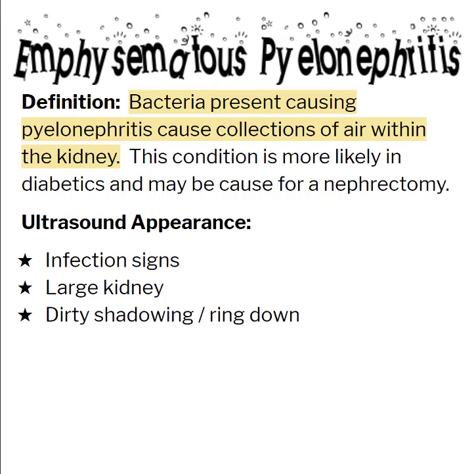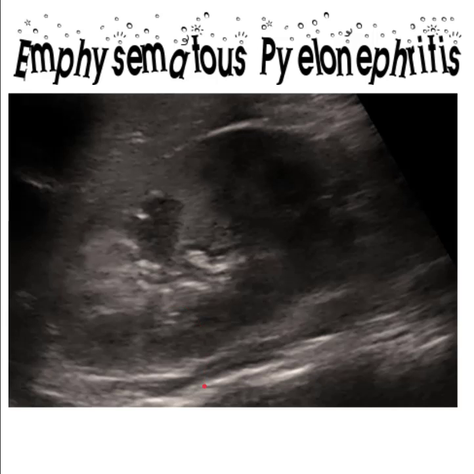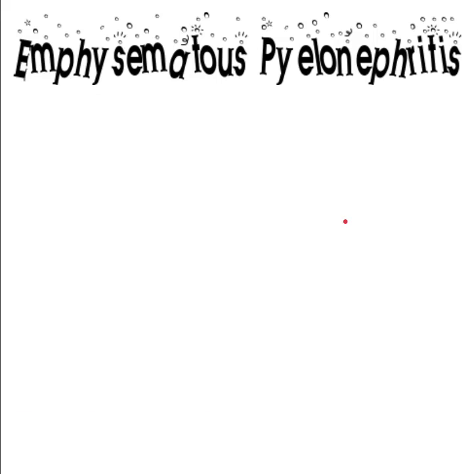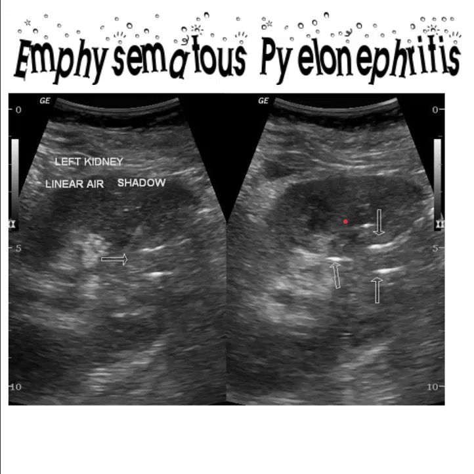So in this example here, we have the kidney, and we're seeing a little bit of air here and here, and it looks like we might actually have a little bit of air along the periphery here, which is causing this dirty shadowing. Another example of emphysematous pyelonephritis, these lines here are representing bubbles or air within the kidney. So these are linear lines within the kidney representing that air, which is causing a little bit of dirty shadowing from behind it, which is consistent with emphysematous pyelonephritis.